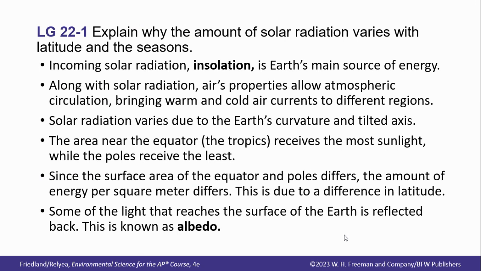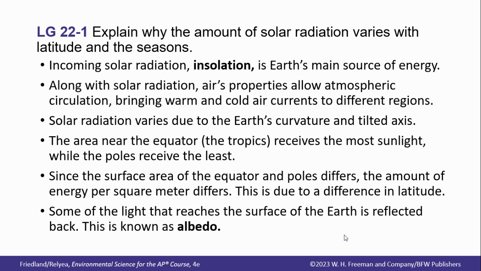Solar radiation varies due to Earth's curvature and tilted axis. So the fact that we're a sphere and we're not straight up and down varies how much sunlight hits parts of the Earth. The area near the equator, the tropics, receives the most sunlight, while the poles receive the least amount of sunlight. Since the surface area at the equator and the poles differ, the amount of energy per square meter differs. This is due to a difference in latitude. We'll look at that in just a second.